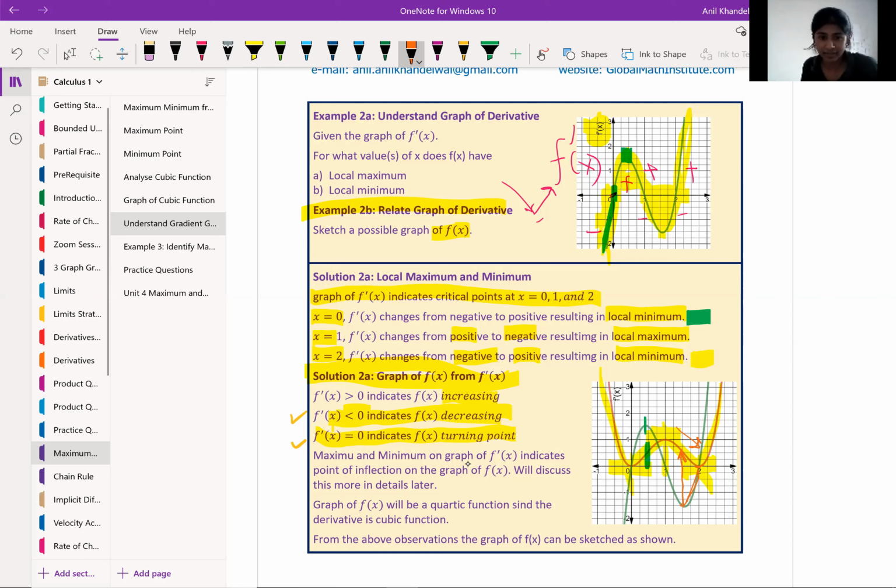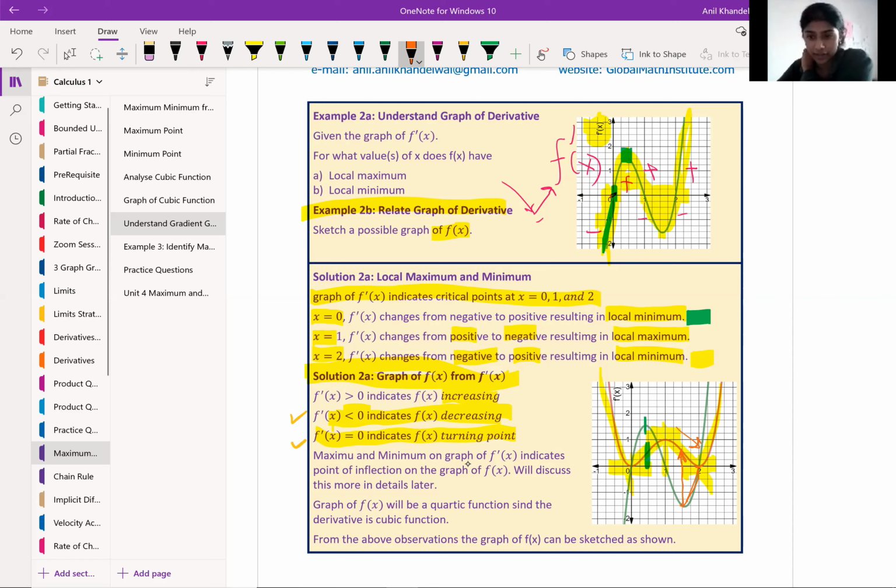So at the maximum and minimum of the gradient, we get a point of inflection where the concavity is changing. Or you can say that at that point the rate of change is maximum, whether it is towards the positive side or the negative side. Does it make sense? We'll actually work more on this in coming lessons when we talk about second derivatives and points of inflection.